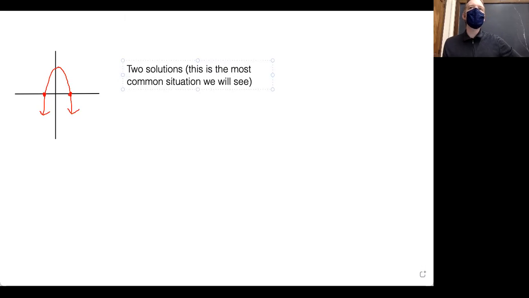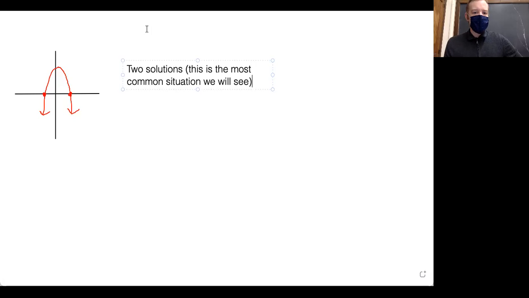And like I said, this is the most common situation we'll see. This is probably 80 or 85% of the problems that we're going to work with in this unit. We'll have 2 solutions here. So most of the time, you are going to be looking essentially for 2 different numbers as your answer here.